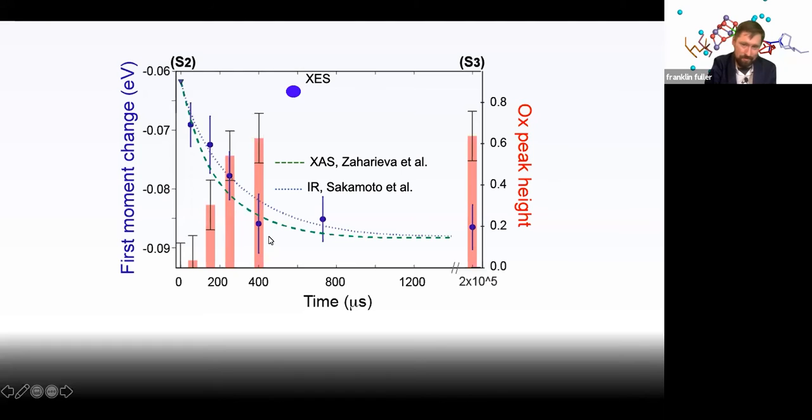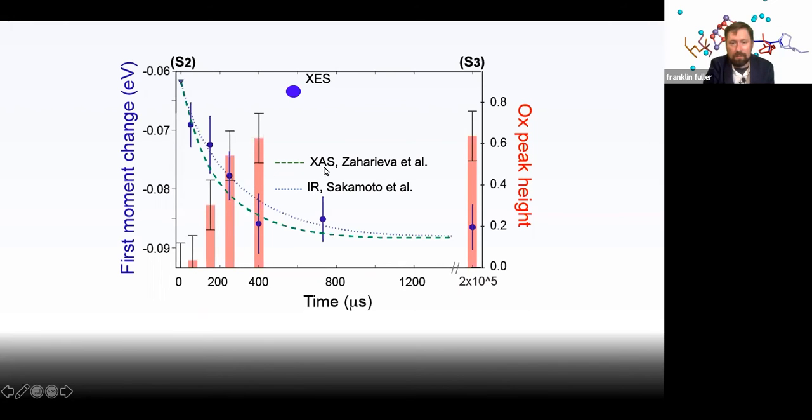And so this graph is a little complicated, but these blue dots here, we're showing the progression of that manganese first moment. And you see it's going down because we're starting at S2 and we're going towards S3. So it's continuing down the curve. And it's doing so at a rate of around 250, 300 microseconds. That's the time constant. And at the same time, we're watching the occupancy of that OX that was appearing. And that's also rising at about the same time constant.